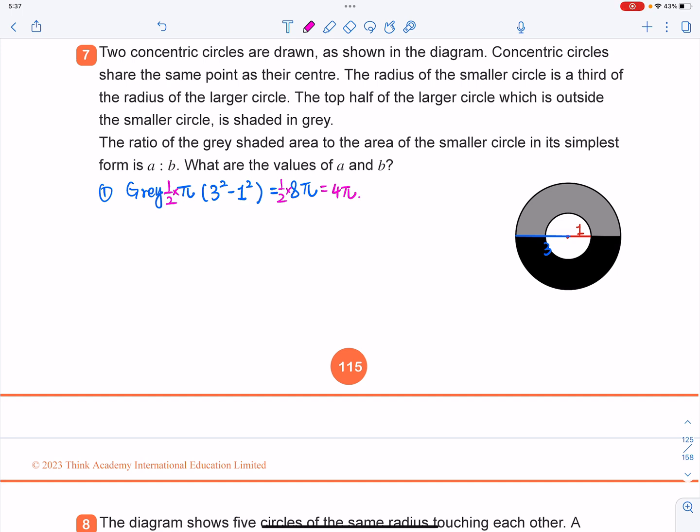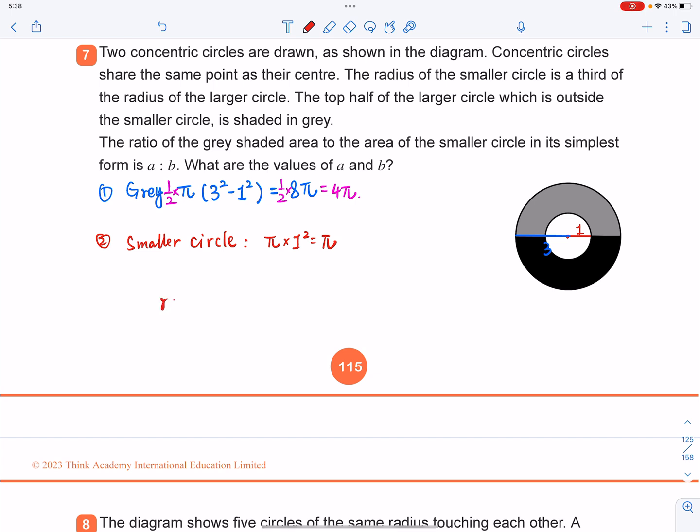And now let's move on to this small circle in the middle. And we know that as for this smaller circle, the area equals pi r squared, right? And r equals 1, so it is pi times 1 squared, which equals pi. And now we can get the ratio of the area. As for this gray region, there will be 4 pi, and for the small circle, there will be 1 pi.